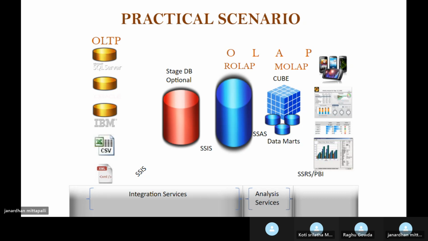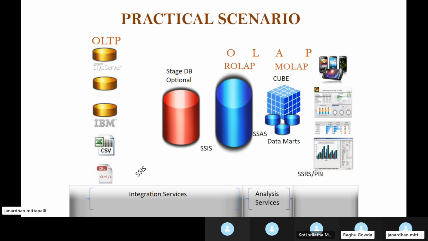OLTP means it has current transactions, and OLAP has historical information. Good, I appreciate your answer. Any other answers?